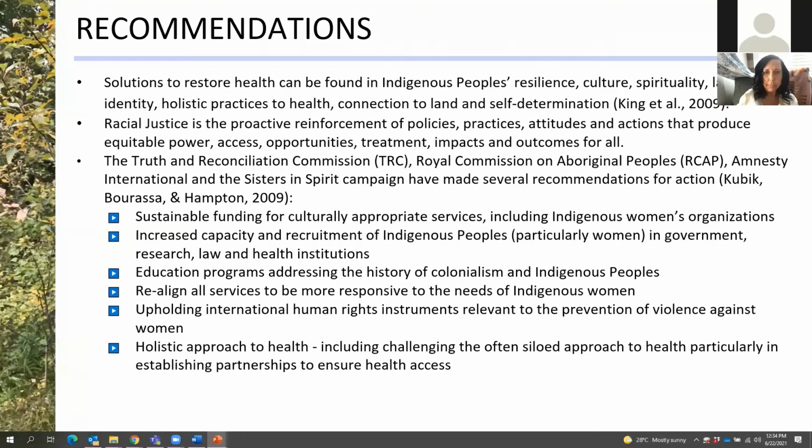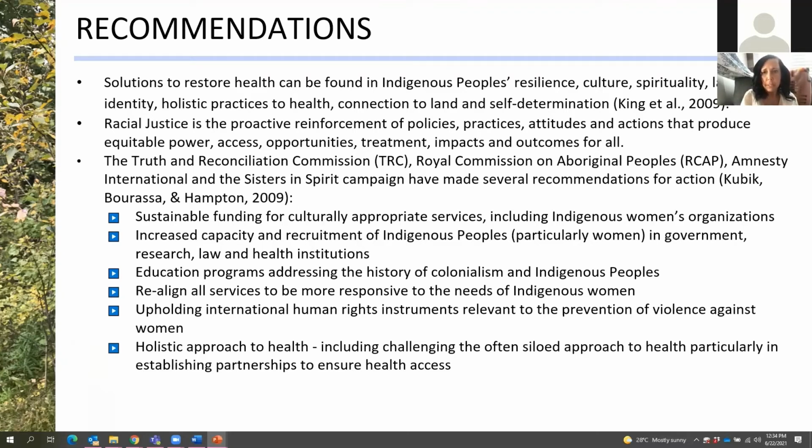If you want to flip the slide. So some key recommendations: solutions to restore health can be found within Indigenous peoples' resilience, cultures, spiritualities, languages, identities, holistic practices, connection to land, and of course, self-determination. And racial justice is the proactive reinforcement of policies, practices, attitudes, and actions that produce the equitable power, access, opportunities, treatment, impacts, and outcomes for all.